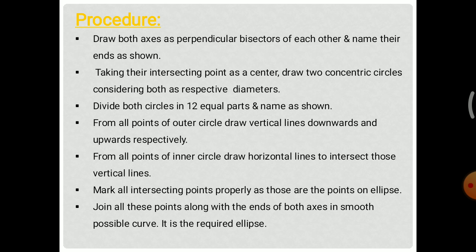So mark all intersecting points properly, as those are the points on the ellipse. So join all these points along with the ends of both axes in a smooth curve, and this is the required ellipse.